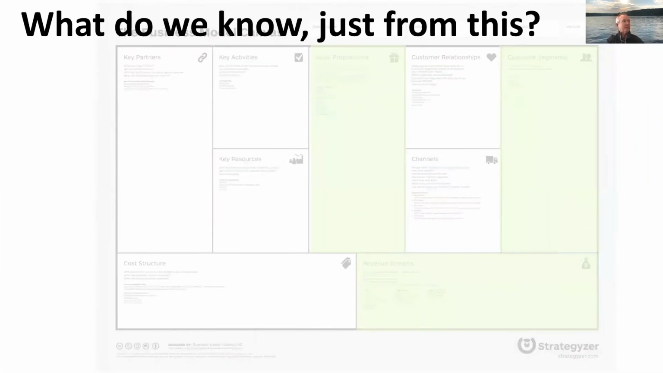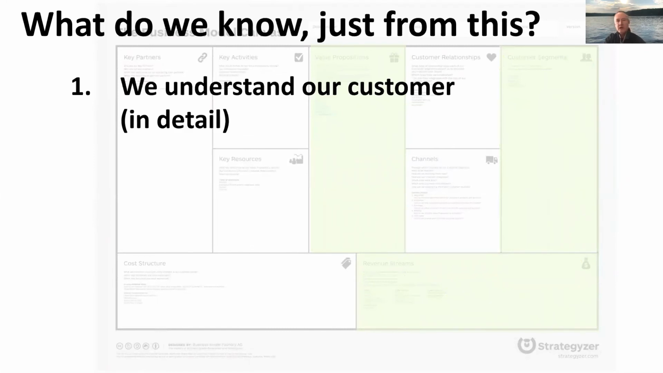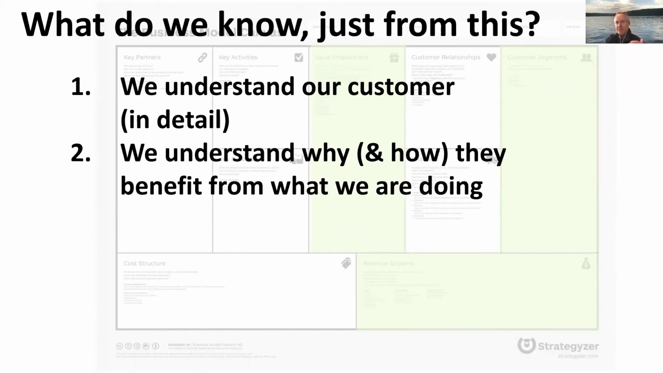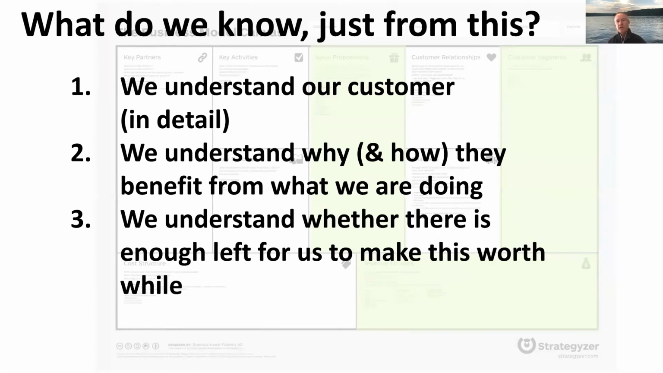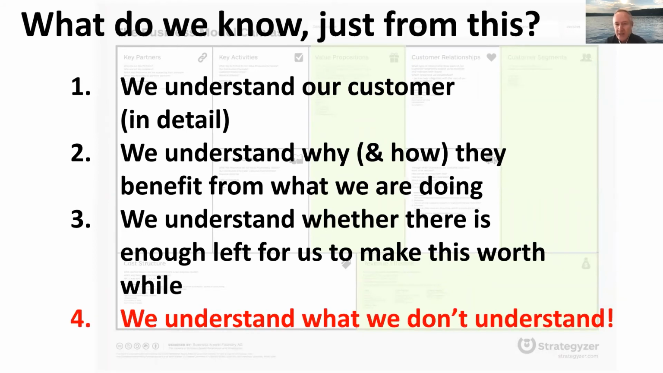Now, what do we know just from these first 3? First off, we know our customers, hopefully in good detail. We know what benefit we hypothesize they're going to derive from our service. And we also know whether there's enough money left over for us. But there's one other thing that we know, and it's a really important thing that most people miss. Does anybody have a guess what it is? No guesses? All right, I'll tell you since this is virtual. If we were in person, I wouldn't let you get away with this. But it's a really important one. What it is, we know what we don't know. Really important part of this tool.